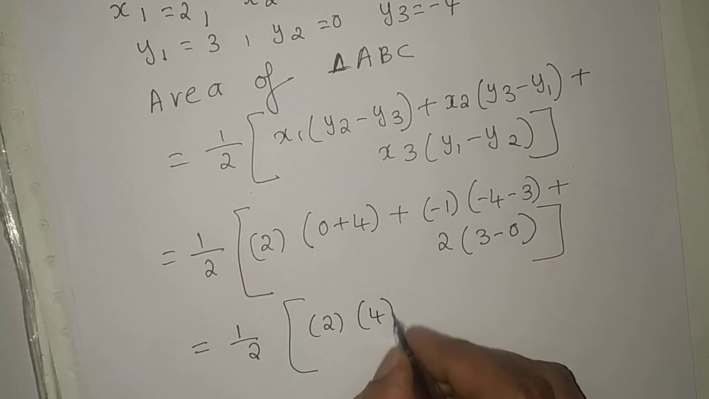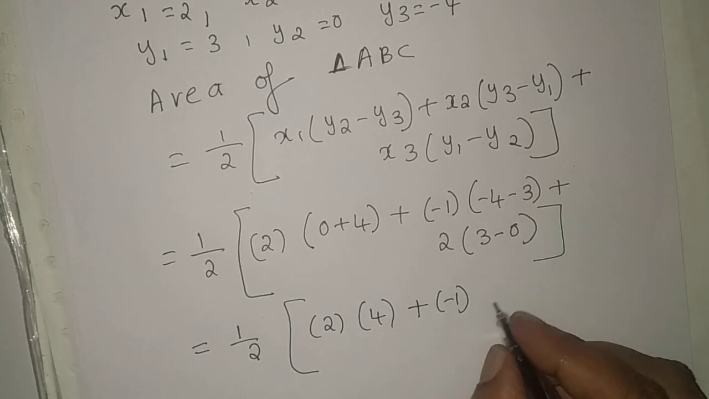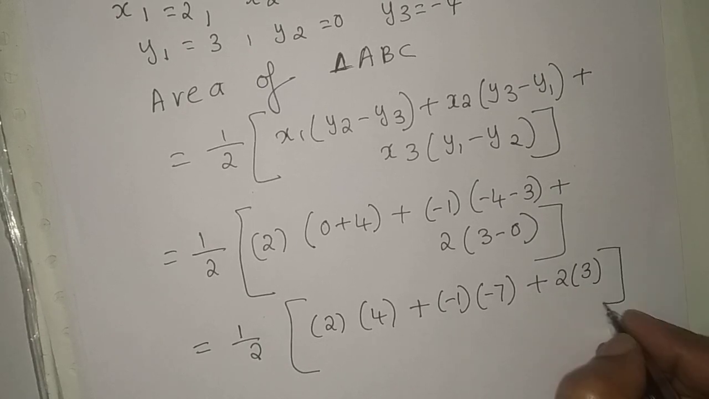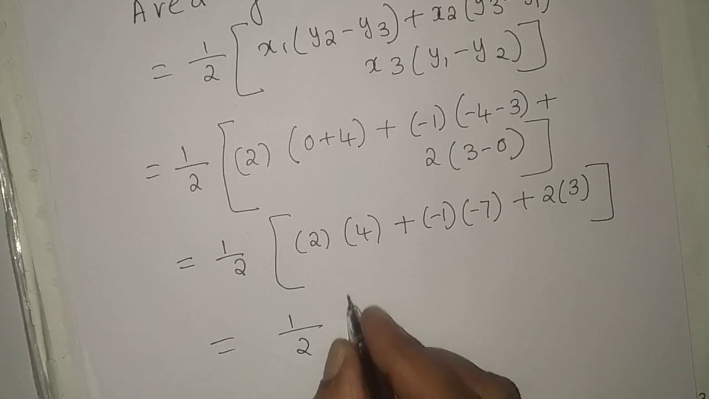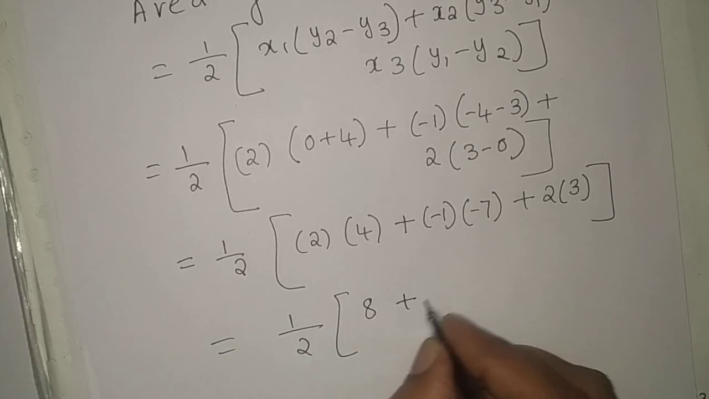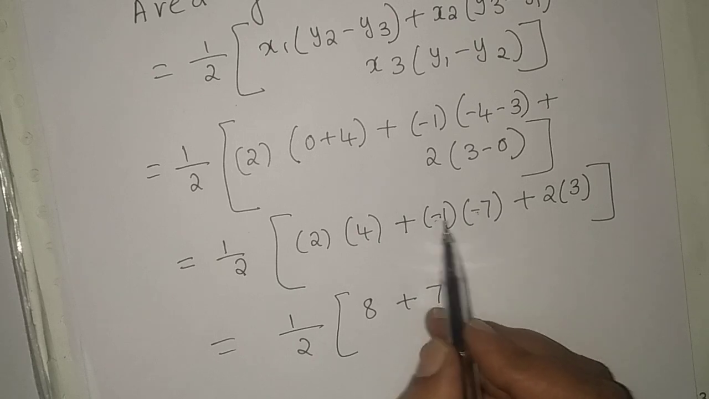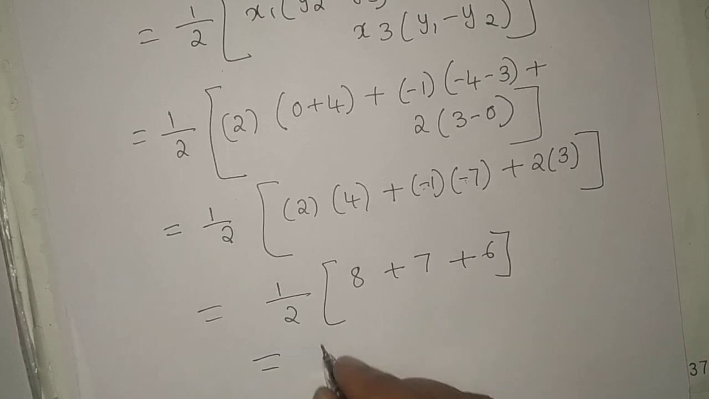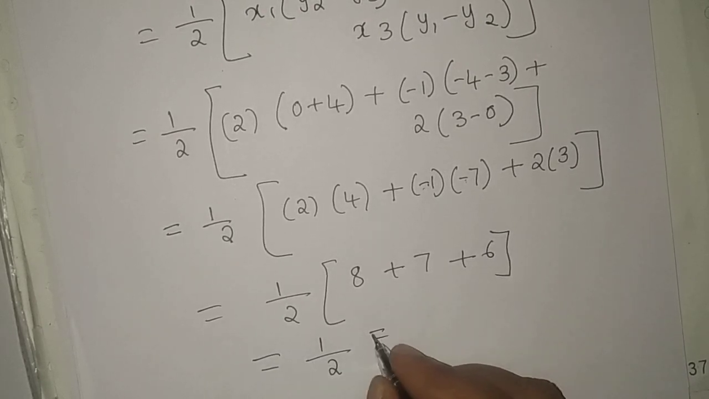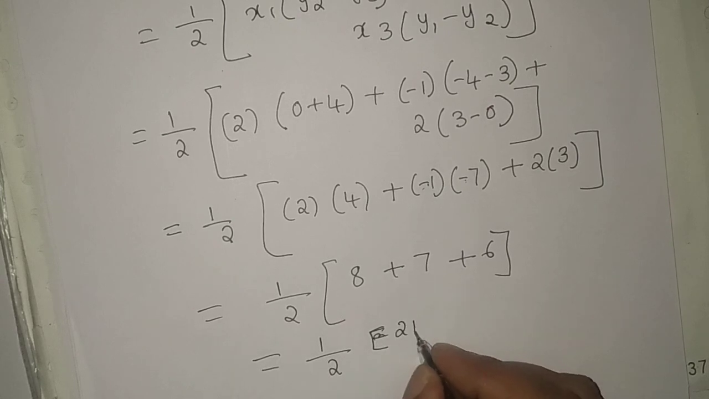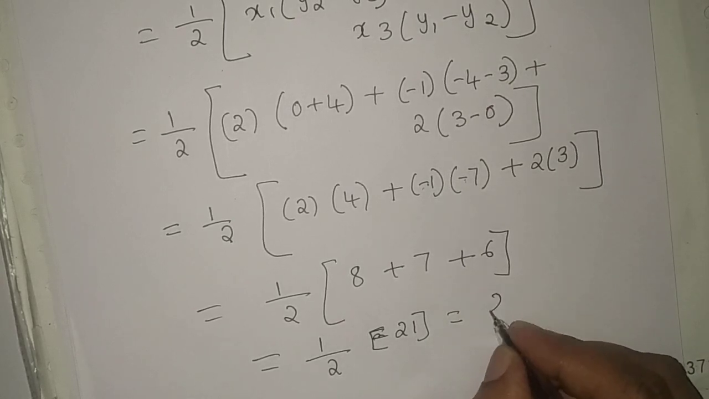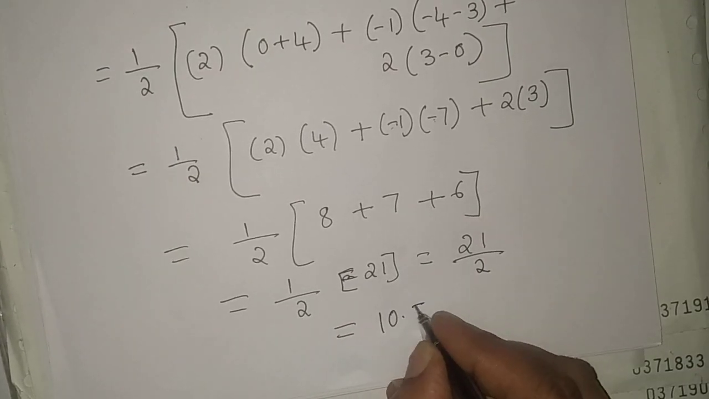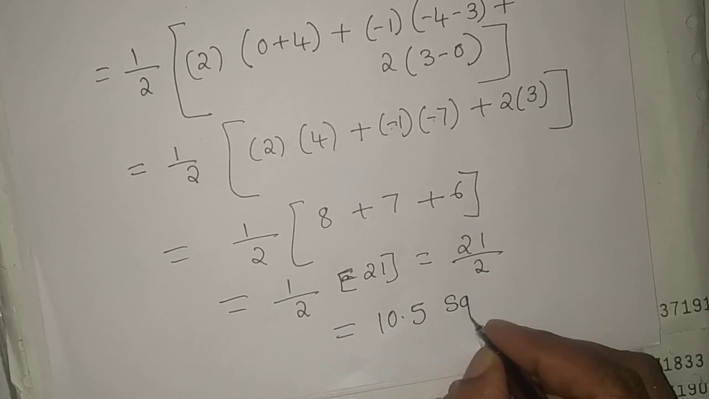2 into 4 plus -1 into -7 plus 2 into 3. Now 1/2 into 8 plus 7, that is -1 into -7 is 7, plus 2 3s are 6. Add all this, we'll get 1/2 into 21. Finally we'll get 21/2, or we can write it as 10.5 square units.